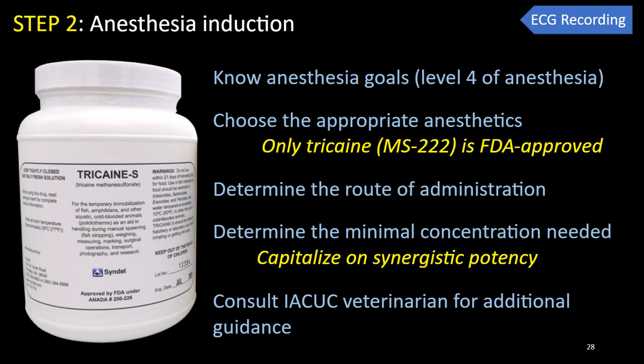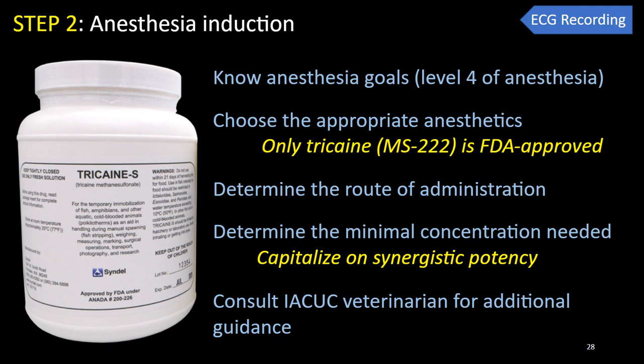Step 2 concerns anesthesia induction. The goal is to achieve level 4 of anesthesia for pain control and fish immobilization. Most labs, including ours, use Tricaine or MS-222. For wild-type AB zebrafish aged 12 to 18 months, immersion in a 0.02 to 0.04% Tricaine solution induces level 4 of anesthesia within 3 minutes. Despite well-known risk of heart-lung toxicities, Tricaine is still the most widely used and the only anesthetic approved by the US FDA for zebrafish anesthesia.